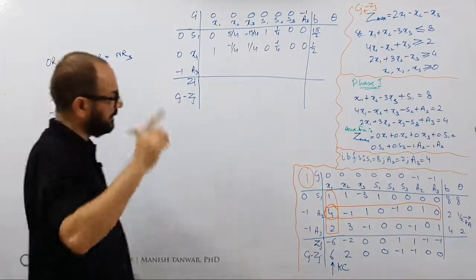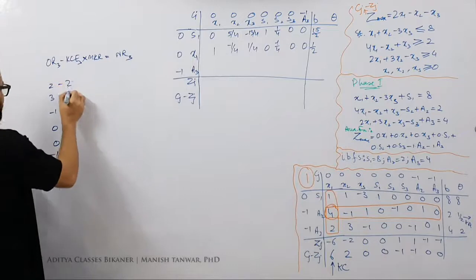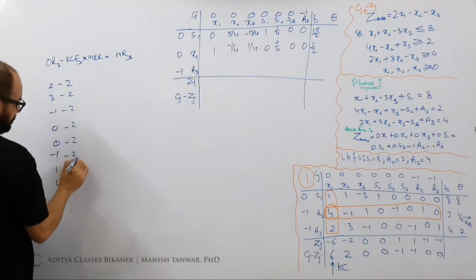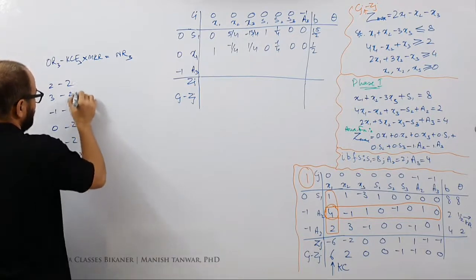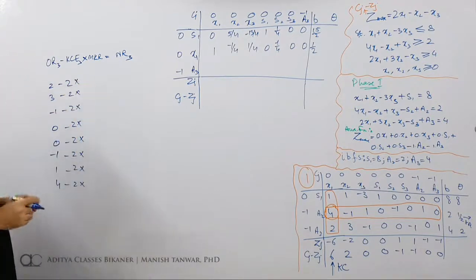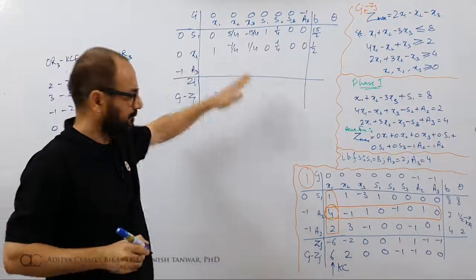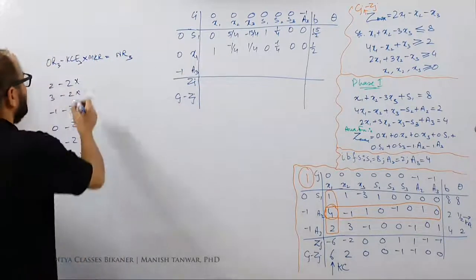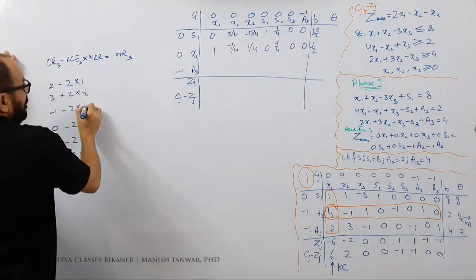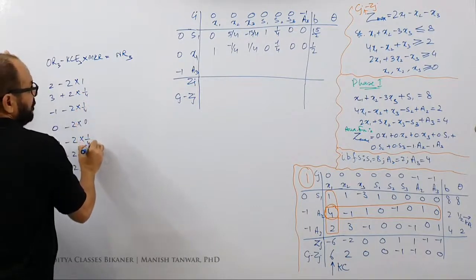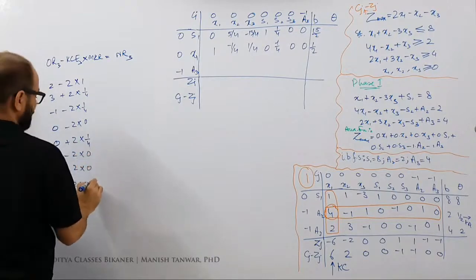Minus key column element 3, key column element 3, multiplied by the modified key row. Well, this is the modified key row. The second one was the key row. So, the modified key row is 1, minus 1 by 4, minus coming here, 1 by 4, 0, minus 1 by 4. So, minus will come here. 1 by 4 will stay over there. 0, 0 and finally we have a half.